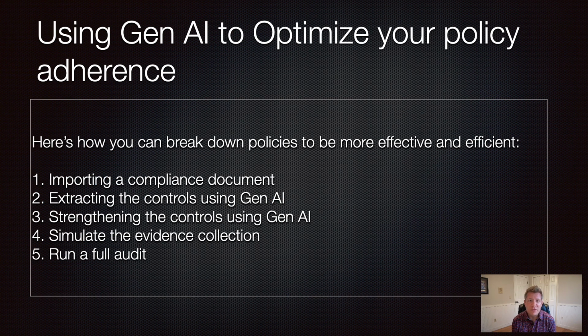Here's how we can break down policies to be more effective and efficient. We can follow these 5 basic steps of importing a compliance document, extracting the controls using Gen AI, strengthening the controls also using Gen AI, simulate the evidence collection, and then run a full audit. And let's go through an example to see how it's done.